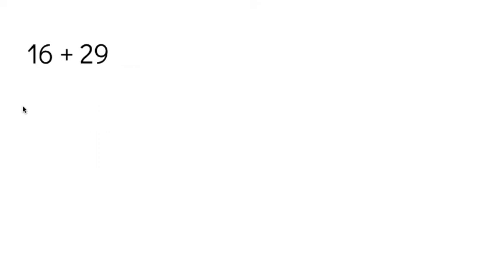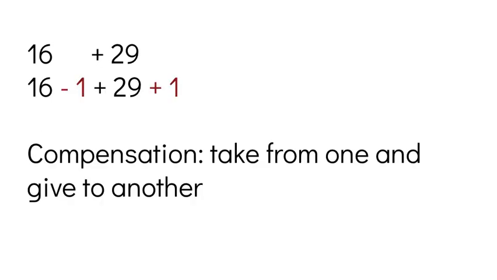All right, so let's look at another one. We have 16 plus 29. 29 is almost 30. So I want to take from 16 and give to 29 so that I have numbers that are easier to work with. So I'm going to take 1 from 16 and I'm going to give it to 29 to make 30.